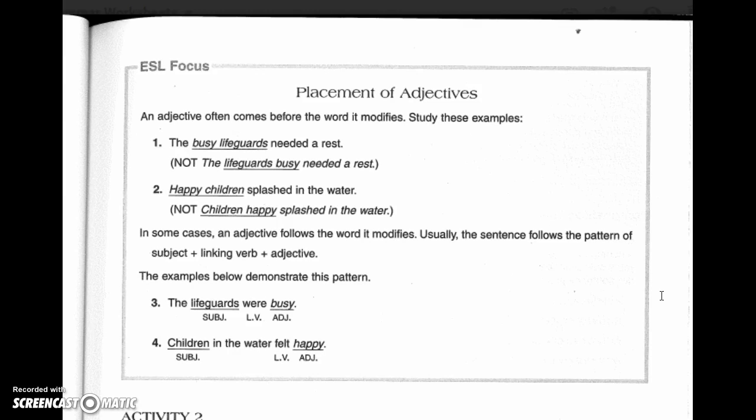Okay. I want to also mention that the placement of adjectives, it usually comes before the word it modifies. But in some cases, it does come after, as you see in examples 3 and 4. The lifeguards were busy. Children in the water felt happy. We're going to find later that we use those things called linking verbs if we're going to have the adjective follow the subject that it modifies.